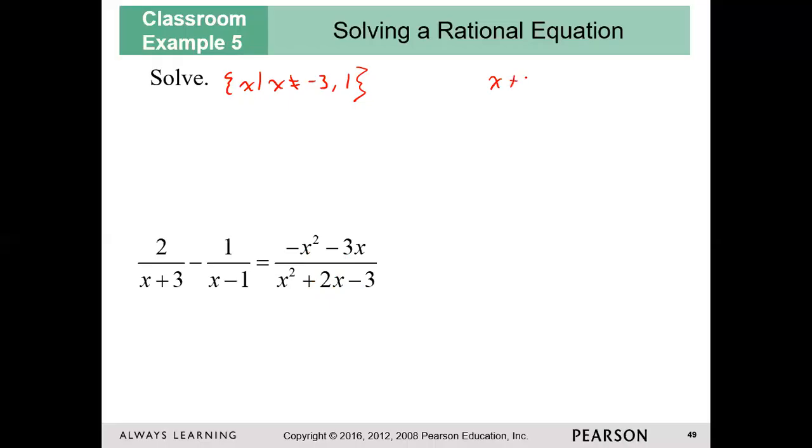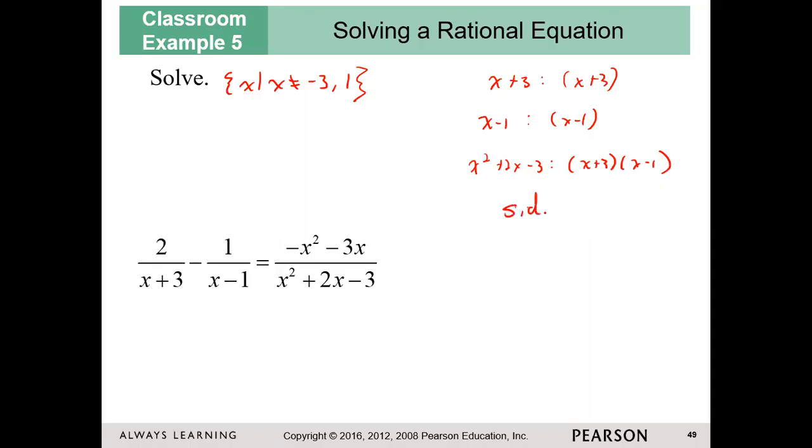So x plus 3, when you factor that, you get x plus 3. You have x minus 1. When you factor that, you get x minus 1. And then this one over here, this x squared plus 2x minus 3, when you factor that, you get x plus 3, x minus 1. So the product of the first two denominators.